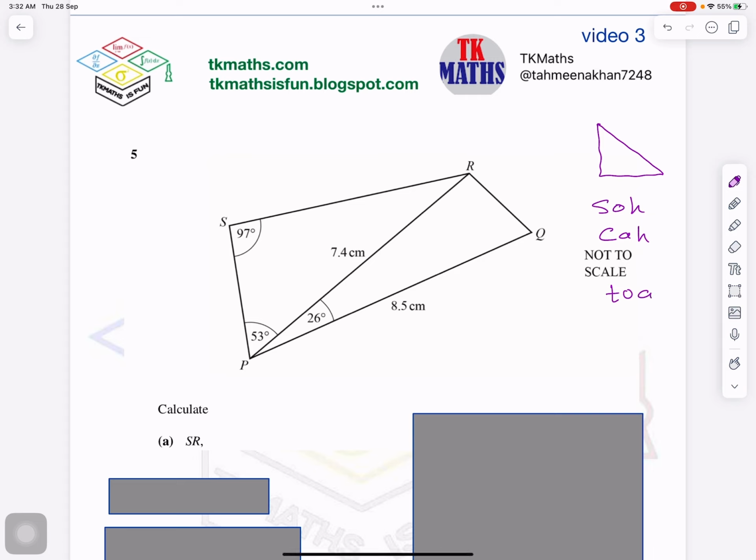What does this mean? This means sine is a ratio of opposite over hypotenuse. If this is the angle I'm talking about, this will be my opposite, this will be my hypotenuse, and this side will be my adjacent. So SO means sine of the angle is equal to opposite over hypotenuse. Similarly, cos is equal to adjacent over hypotenuse.